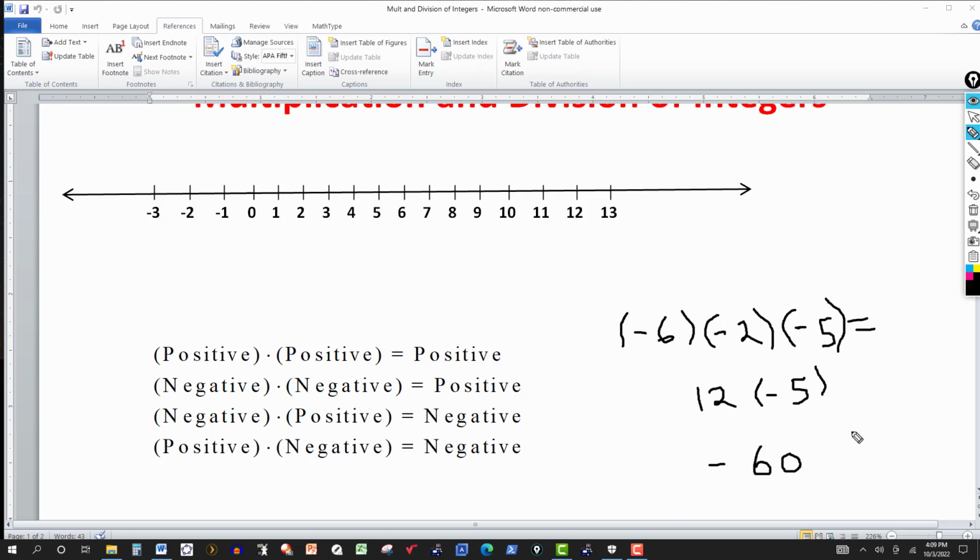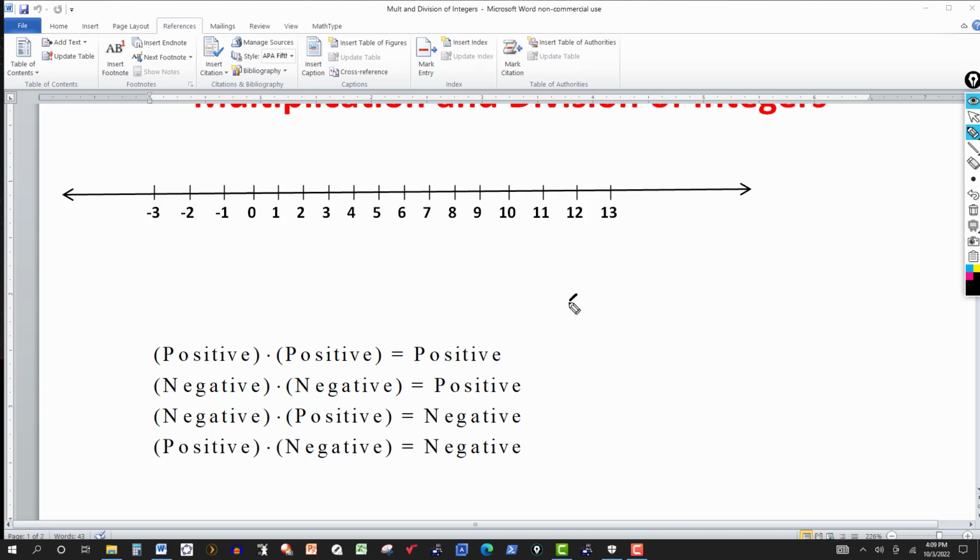The answer is negative 60. Now it's important to know here, let's suppose you're multiplying. I'm going to assume you can multiply numbers. The problem is, can you determine the sign? Let's suppose you're multiplying a negative, another negative, a positive, a negative, and a positive. Is the answer going to be positive or negative? You have to be able to determine the sign.